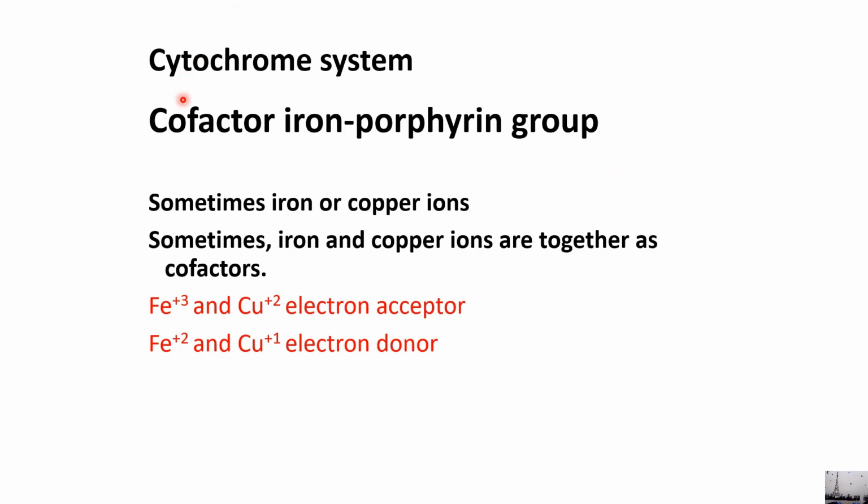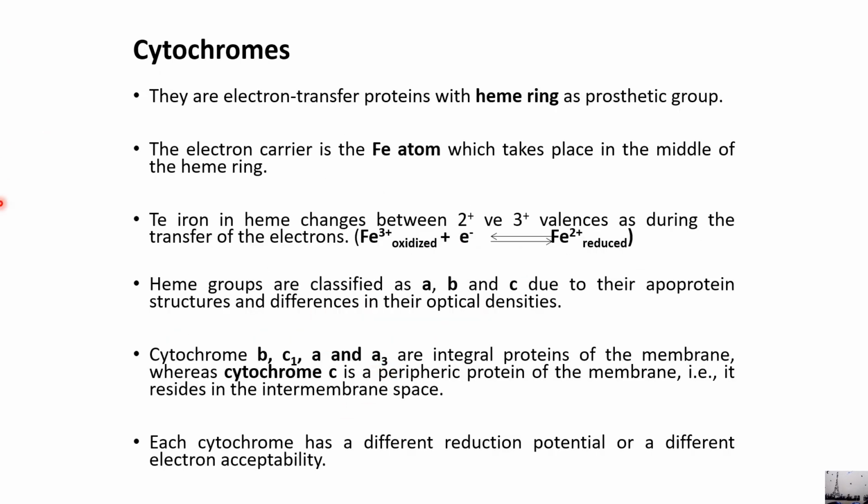In the cytochrome system, the cofactor is an iron porphyrin group, sometimes iron or copper ions, sometimes iron and copper ions together as cofactors. So Fe3 plus and Cu2 plus are electron acceptors, and Fe2 plus and Cu plus can be electron donors. Now what are cytochromes? What are their roles? They are electron transfer proteins with a heme ring as prosthetic group. The electron carrier is the iron atom in the middle of the heme ring, and the iron in heme changes between 2 plus and 3 plus valences during the transfer of electrons.